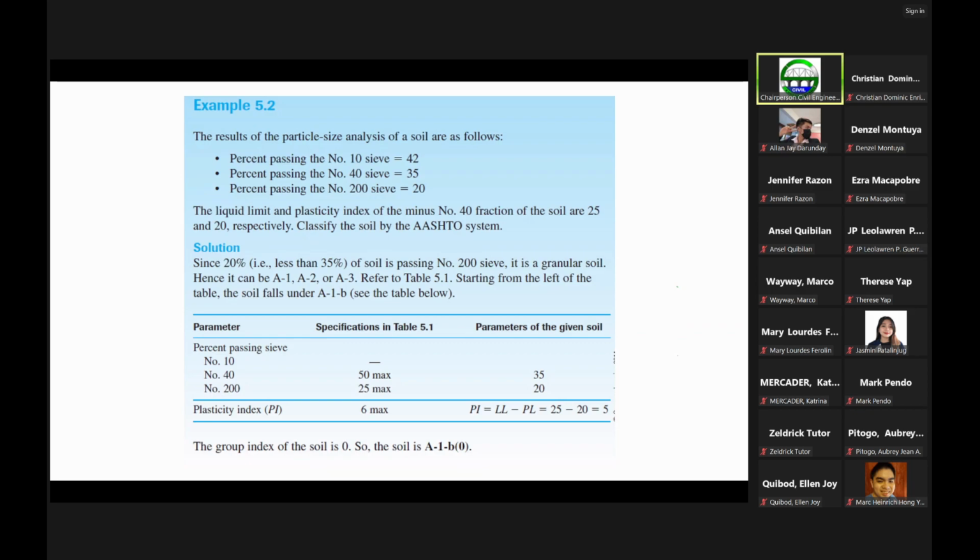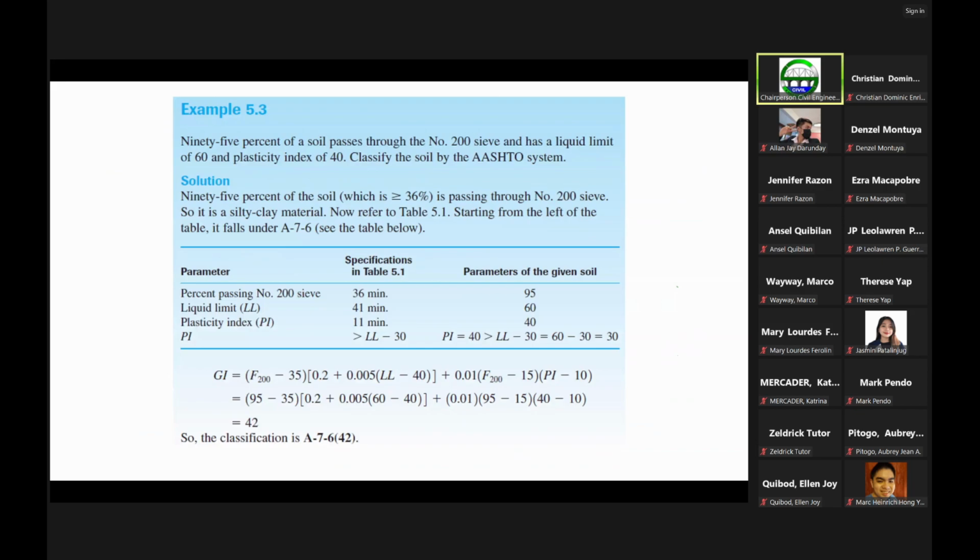Then let's have another example. In this example, 95% of a soil passes through the number 200 sieve and has a liquid limit of 60 and a plasticity index of 40. So we are asked to classify the soil by the AASHTO system.